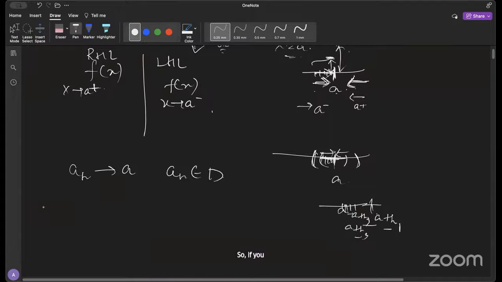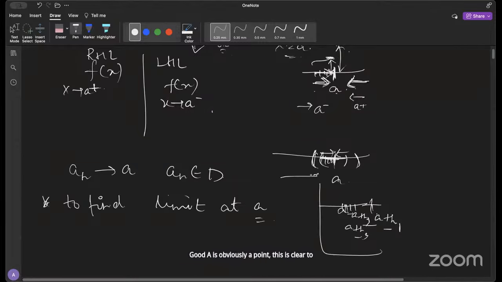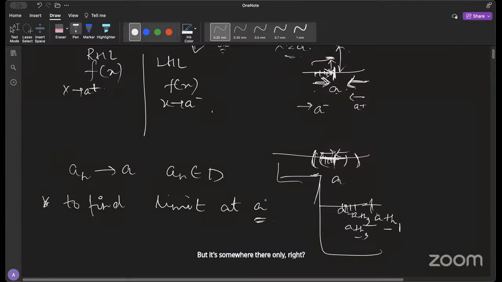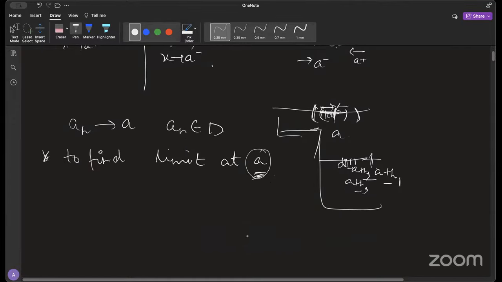So if you need to find the limit at a, where a is obviously a point, this is clear to everyone, right? The a where you find the limit is not necessarily a point of the domain, but it's somewhere there only, right? This is in the context of the domain, and the limit that you find is in the context of your range, right? Is this part clear? Yes, ma'am.